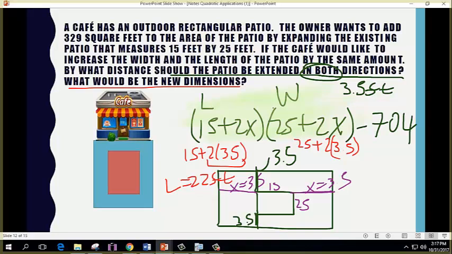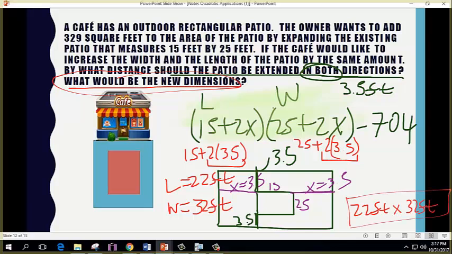And we figure that out: this part here is 7. 7 plus 25, that means my width is going to be 32 feet. So what would the new dimensions be? It would be 22 feet by 32 feet. New dimension set. So that's answer 2.